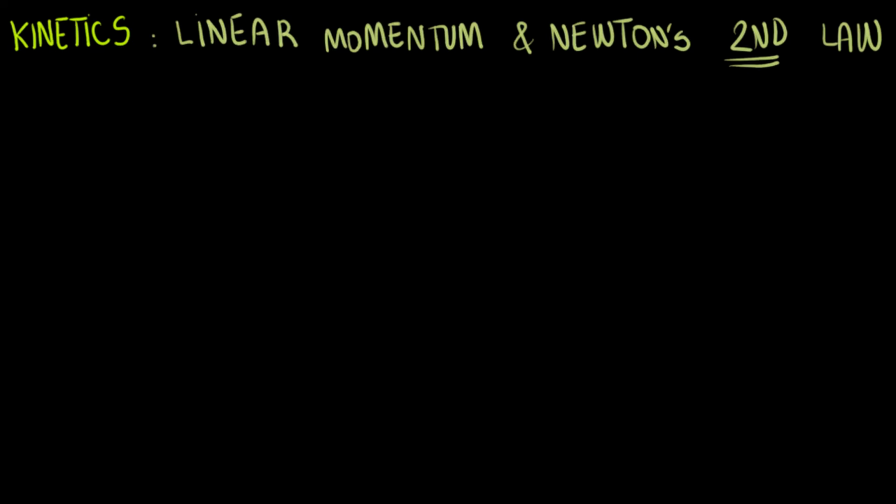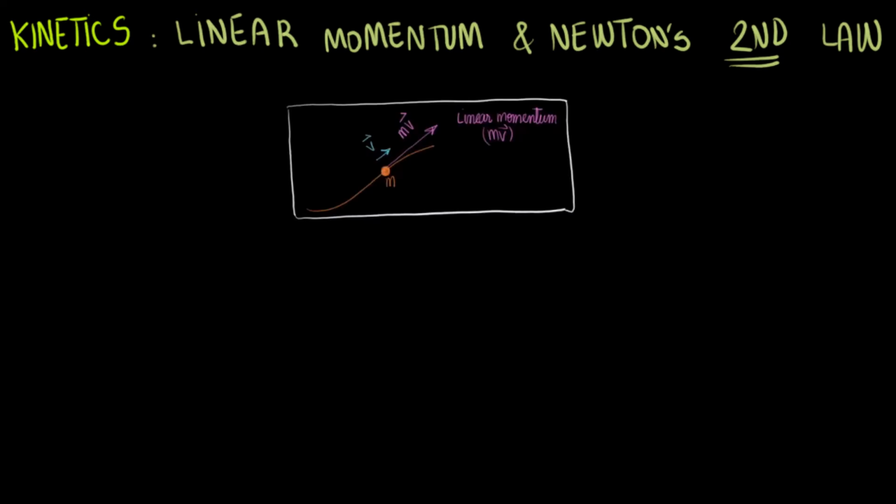Let's jump into some kinetics, exploring linear momentum and Newton's second law. Picture a mass moving along a path with a velocity v. Its linear momentum would be a vector in the same direction as v, but scaled by the mass, m. So the linear momentum equals m times v. Let's pause on that for now and think of a mass experiencing two forces, F1 and F2.